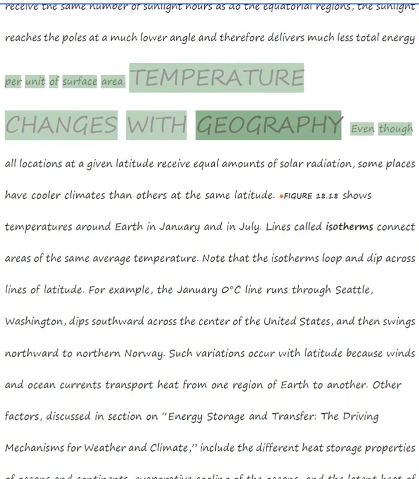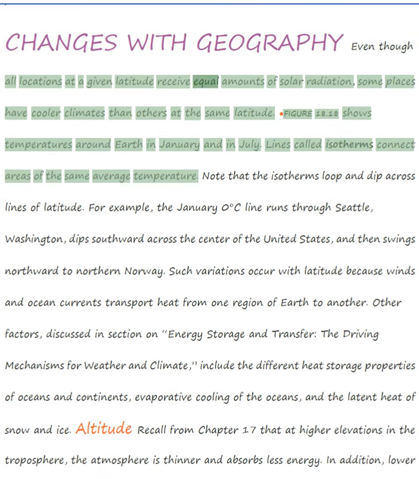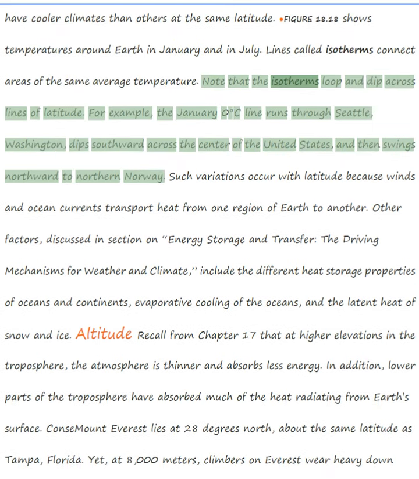Temperature changes with geography even though all locations at a given latitude receive equal amounts of solar radiation. Some places have cooler climates than others at the same latitude. Figure 18.18 shows temperatures around Earth in January and in July. Lines called isotherms connect areas of the same average temperature. Note that the isotherms loop and dip across lines of latitude.